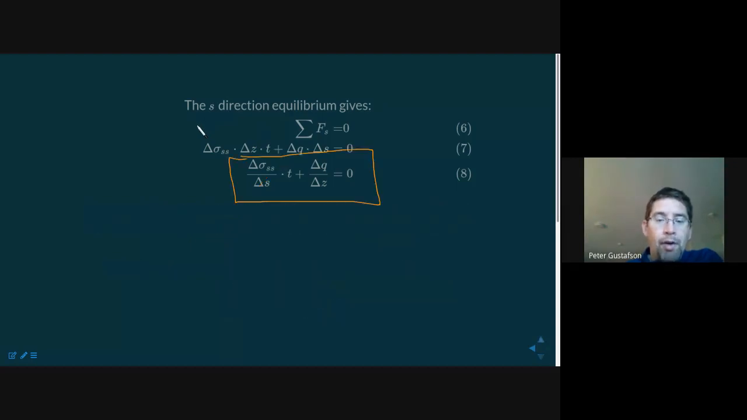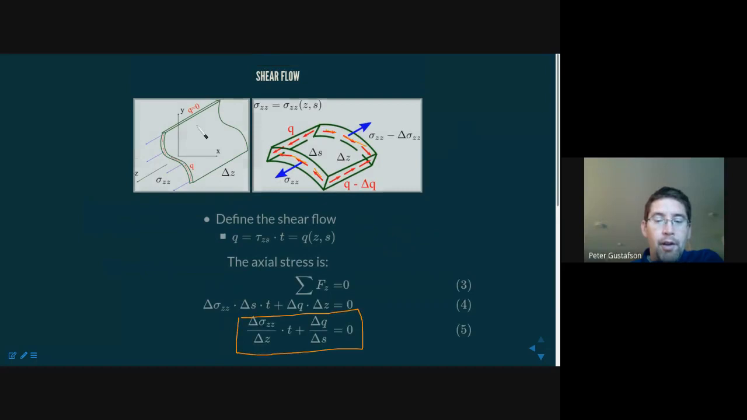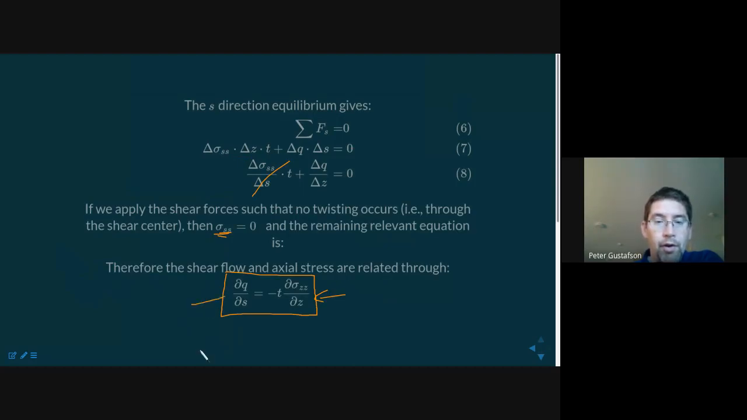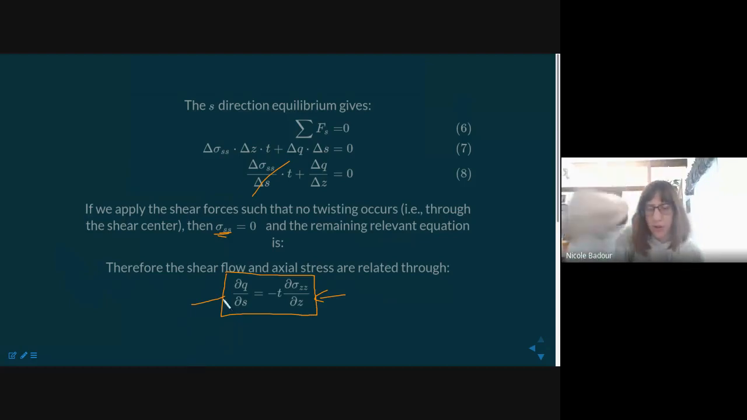Okay, now let me jump back to this slide here for a minute. So this slide has the sum of the forces in the z direction. And ultimately what we do here is we're going to move this to the other side and then take the limit as delta goes to 0. And then this leads to this equation. So it came from the other equation on the other side then?